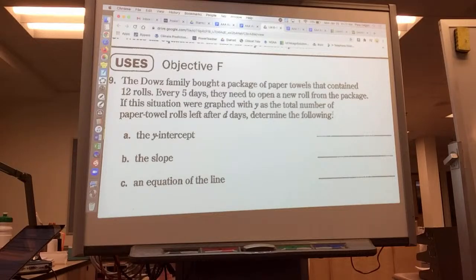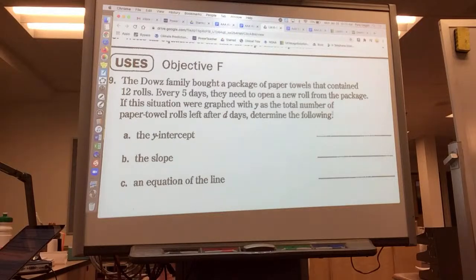So, any idea how to start this? What's that? So after 60 days, they're going to use it all. Then they'll have how many? 0. After 60 days, they'll have 0. How many do they have at the beginning?